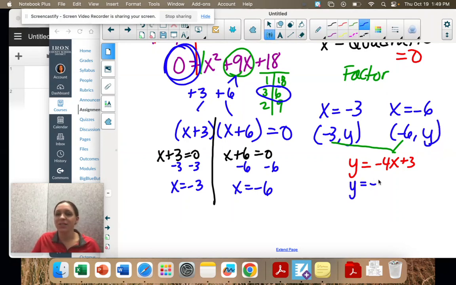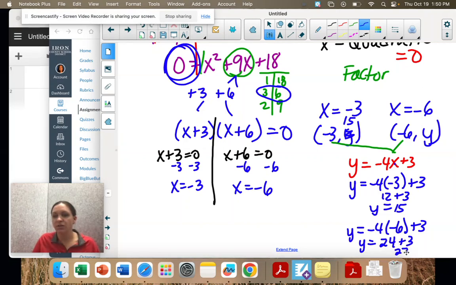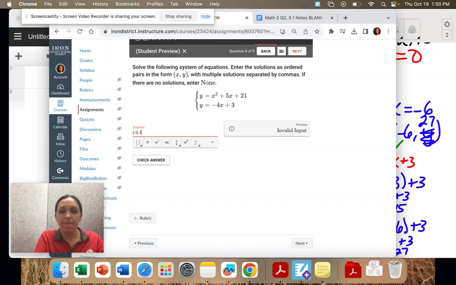So y equals negative 4 times negative 3, plus 3. So that's 12 plus 3. So y equals 15 right here. Negative 3, 15. Now we're going to do the same thing with negative 6. Negative 4, substitute for x, negative 6, plus 3. Negative 4 times negative 6 is 24, plus 3, which is 27 here. So negative 3, 15 and negative 6, 27.